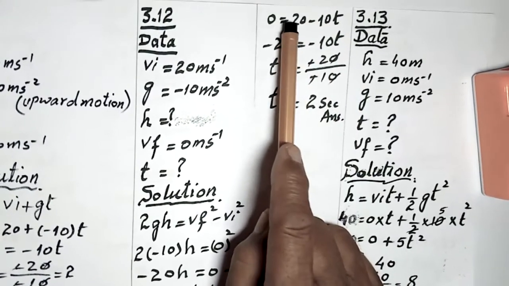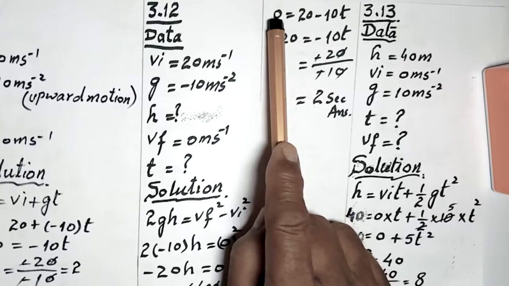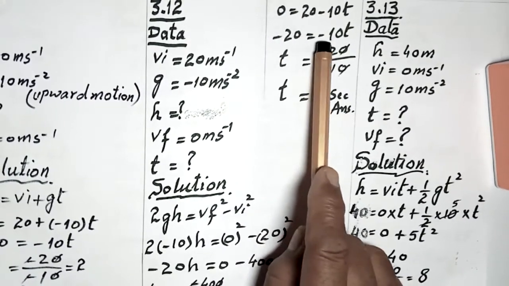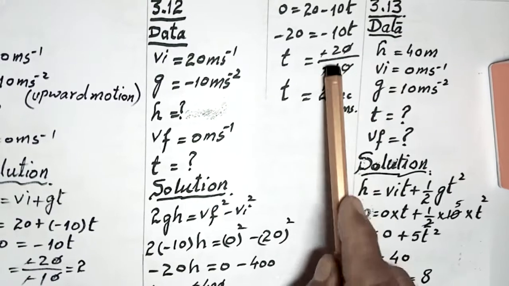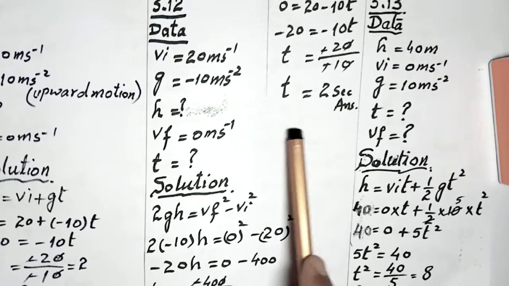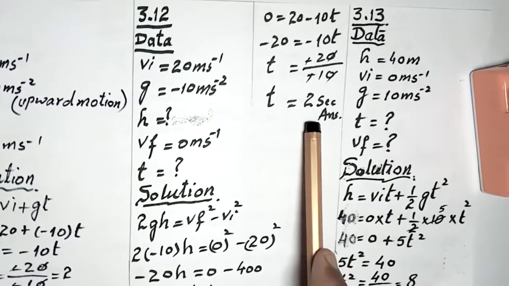ये minus 20 पॉजिटिव है, इक्वल की दूसरी साइड पे लाएंगे इसको तो ये नेगेटिव हो जाएगा, तो minus 20 is equal to minus 10t and t is equal to minus 20 upon minus 10, t is equal to 2 seconds. So time is 2 seconds.